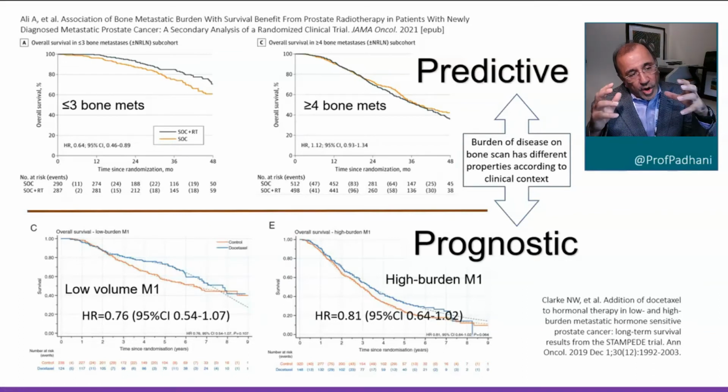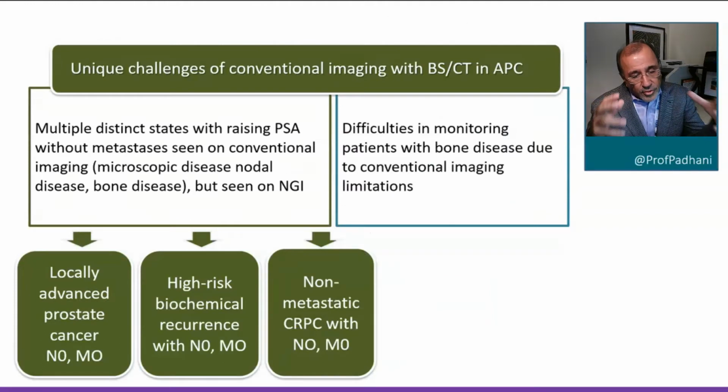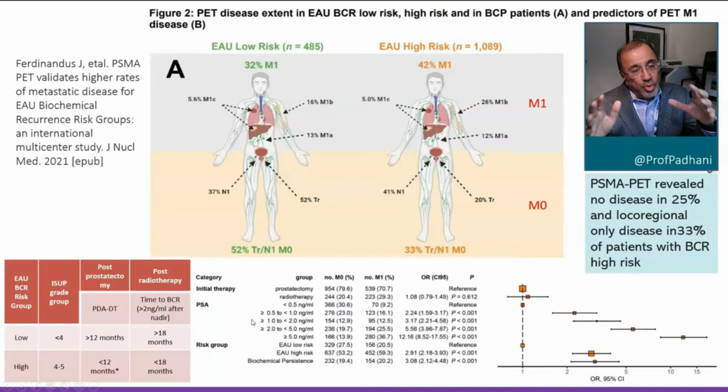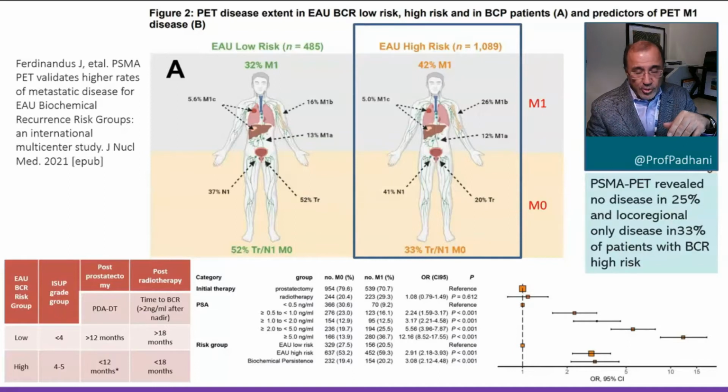So while imaging is driving treatment, we are also very aware that there are multiple clinical states where the PSA is rising and conventional imaging isn't changing or isn't informative. And one of these clinical states is biochemical recurrence. In biochemical recurrence, by definition, you have no metastatic disease on conventional imaging. Yet if you have high-risk disease on the EAU categorization, you can see 42% of men actually have metastatic disease, depending on the PSA level, obviously.